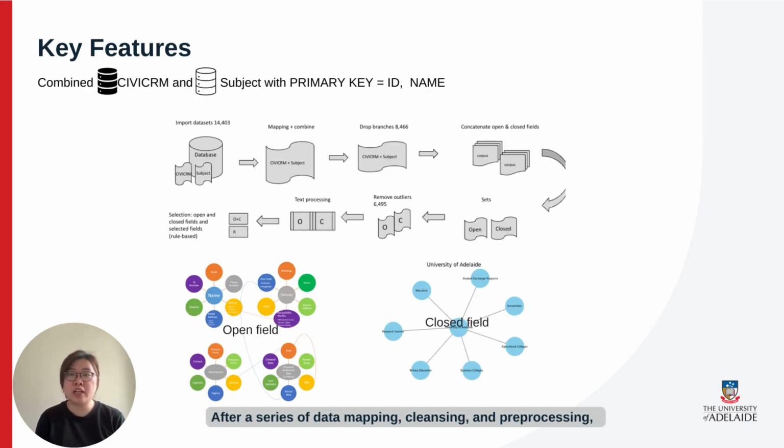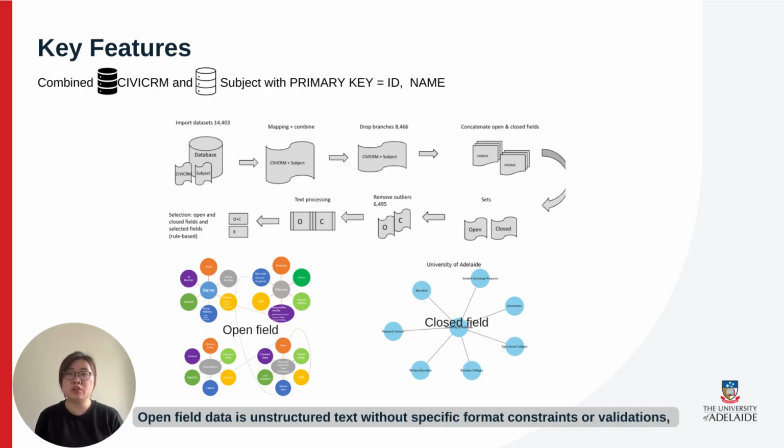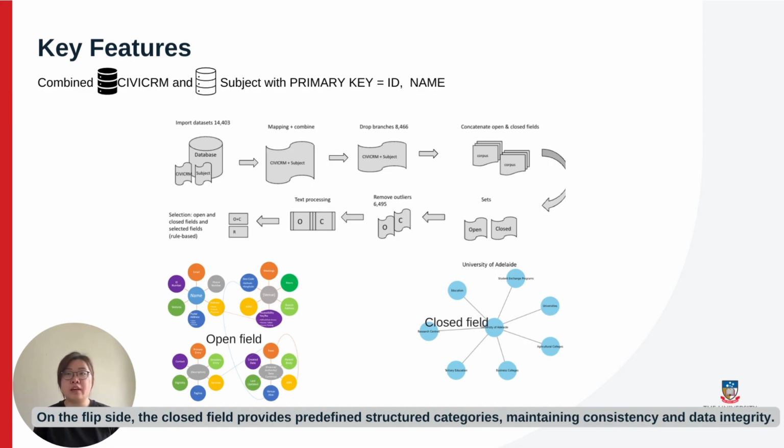After a series of data mapping, cleansing, and preprocessing, the combination of these two datasets with open and closed field components provides us the backbone for this research. Open field data is unstructured text without specific format constraints or validations, offering flexibility to capture diverse and dynamic information. On the flip side, the closed field provides predefined structured categories, maintaining consistency and data integrity.